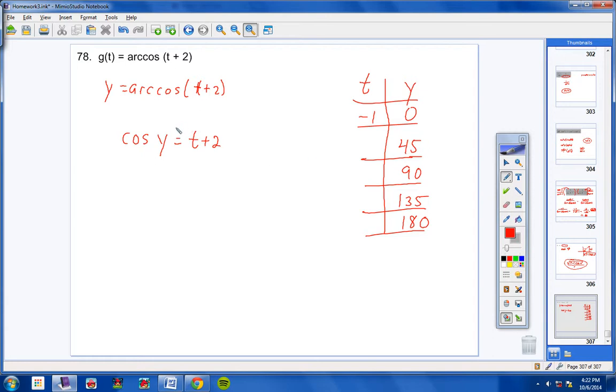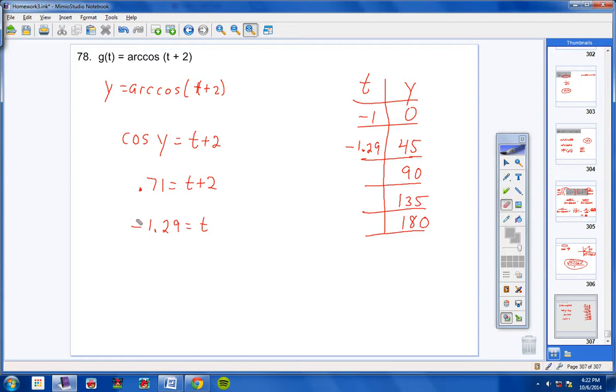Now let's put 45 degrees in for y. So the cosine of 45 degrees would be 0.71 rounded. So 0.71 equals t plus 2. Then bring the 2 over, make it a negative 2, and you get negative 1.29 equals t. Okay? So there we go. So when t is negative 1.29, y is 45 degrees.